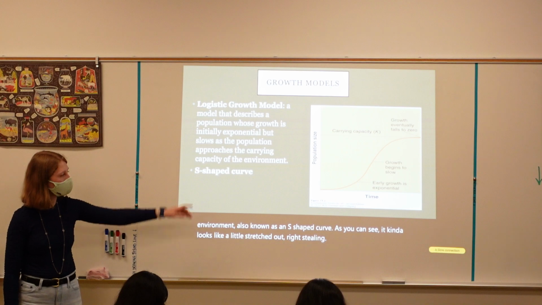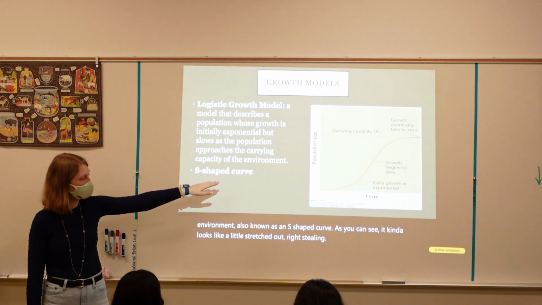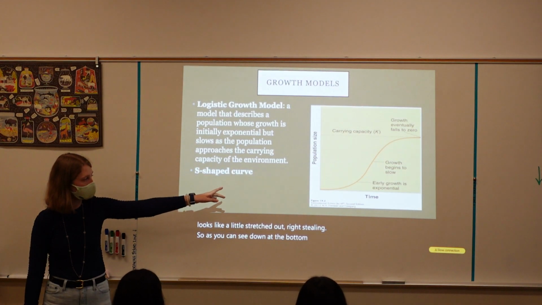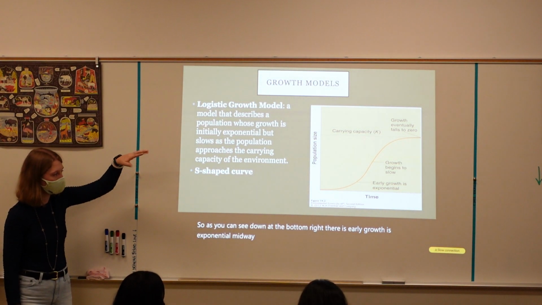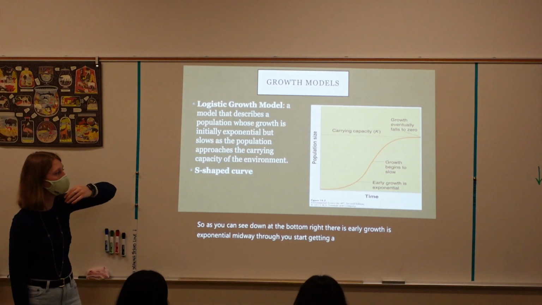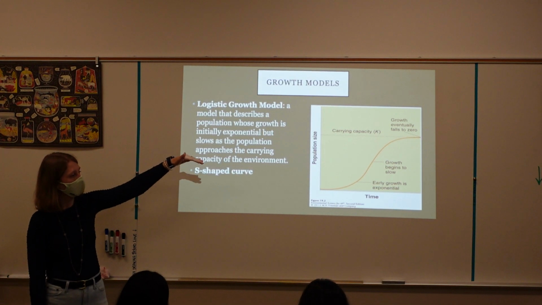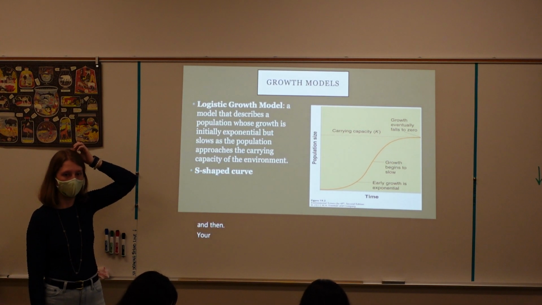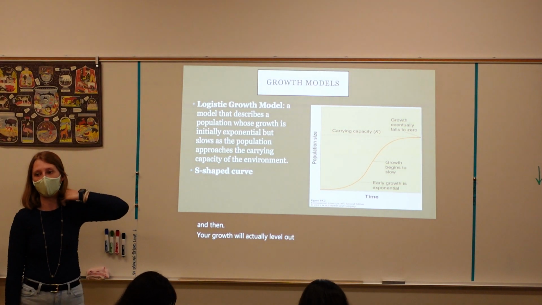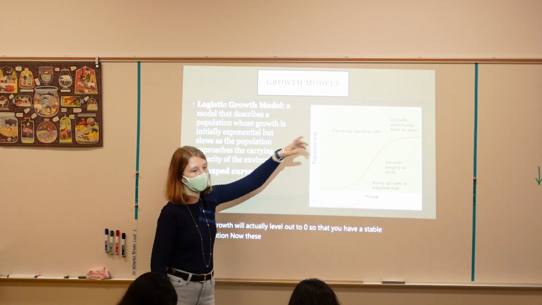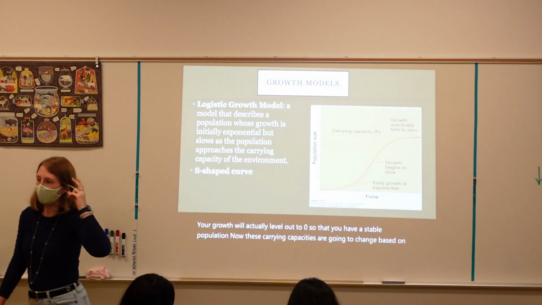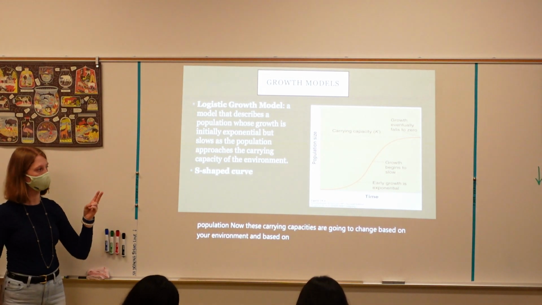Okay. So, as you can see down at the bottom, right, early growth is exponential. Midway through, you start getting a slowing of growth, and then your growth will actually level out to 0 so that you have a stable population. Now these carrying capacities are going to change based on your environment and based on the species that you're looking at.